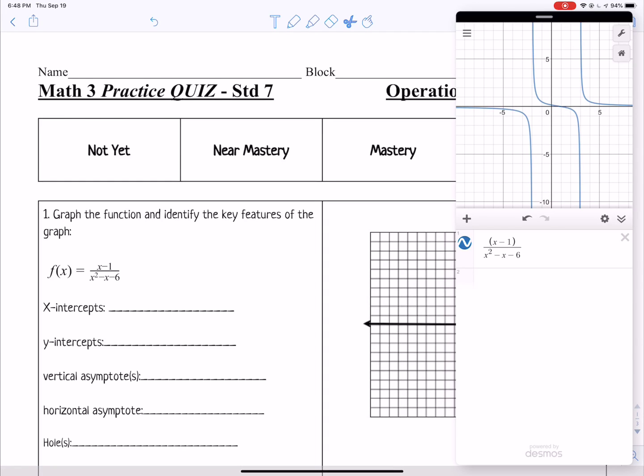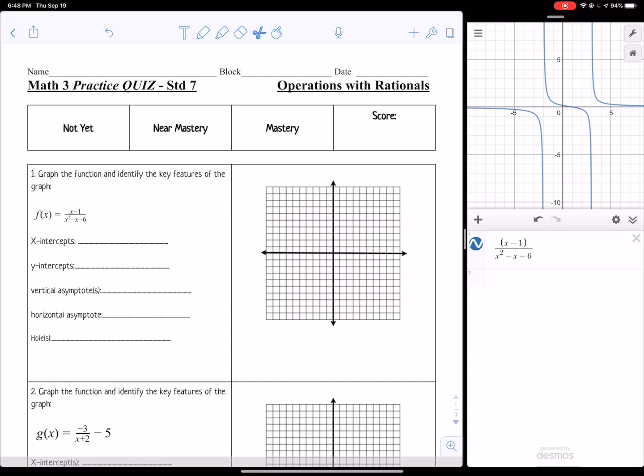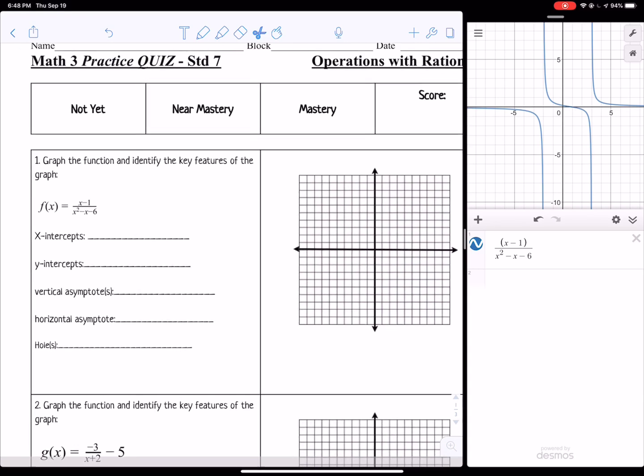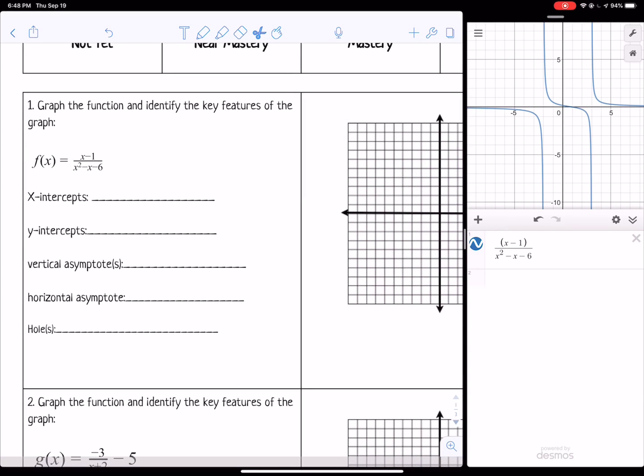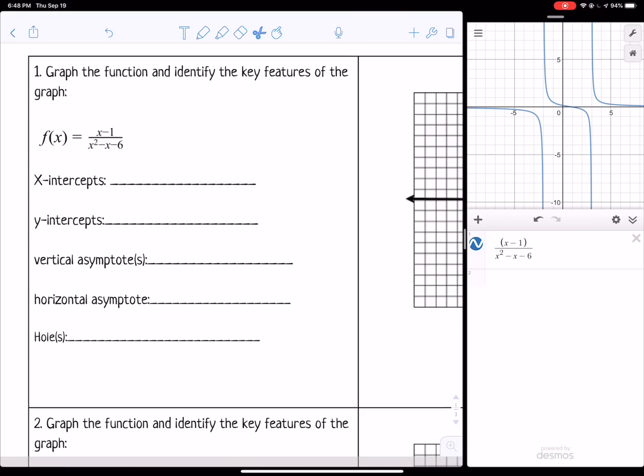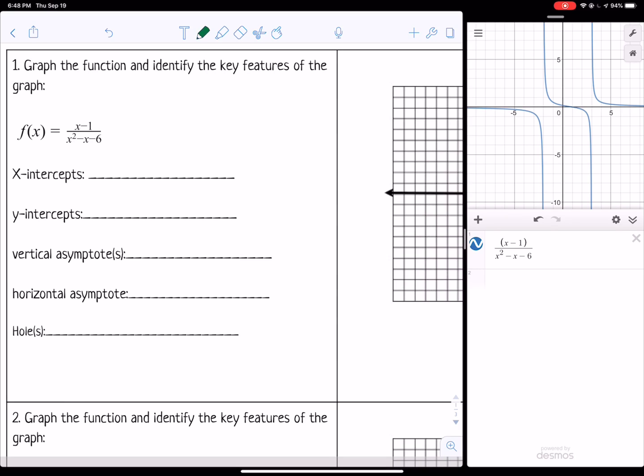We're going to take a look at the practice quiz for Standard 7. So this is on operations with rationals, and the first question asks for us to graph the function and identify the key features of the graph. So I have already typed it into Desmos over here on the right, and I'm going to walk through how to pick everything out by also just taking a look at the given function.